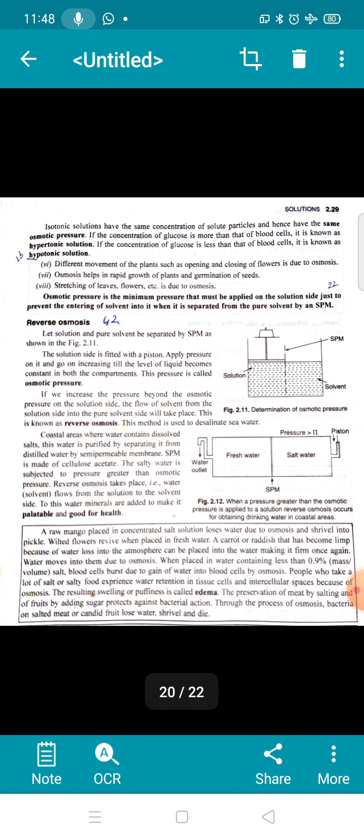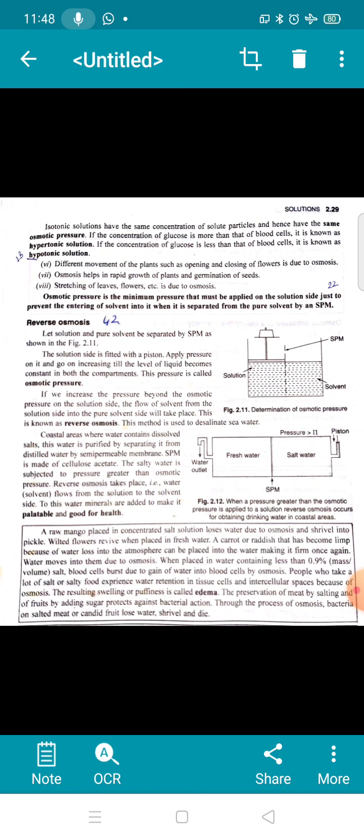Now our next topic is reverse osmosis. In short, we call it RO. Last year, not this year, 2020, the question was asked: what is RO? Many of the students knew it is reverse osmosis, but they didn't know it is called RO, so they have written all weird answers. So what is reverse osmosis?